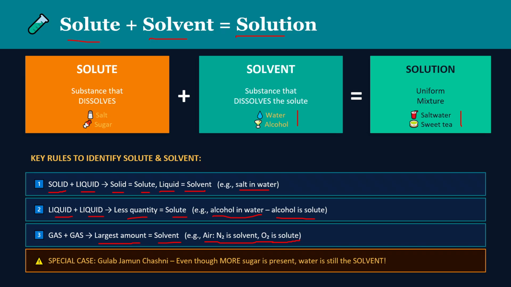There is also an interesting special case. Think about gulab jamun in sugar syrup. Even though there is a lot of sugar present, water is still considered the solvent. That makes science even more interesting.